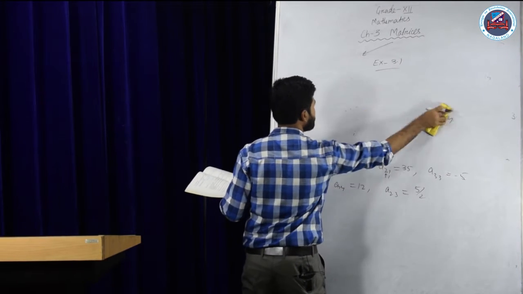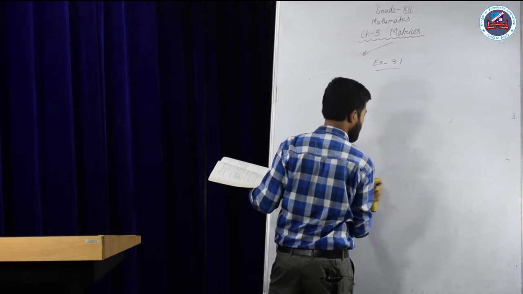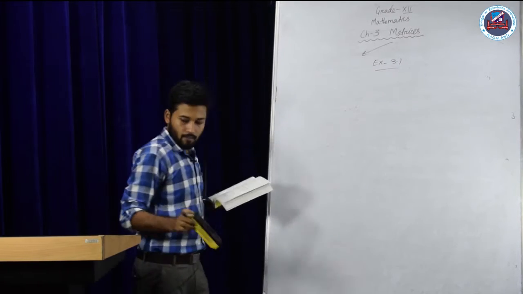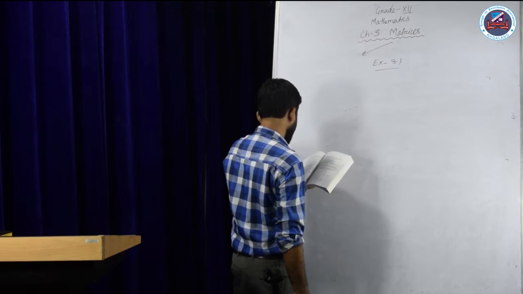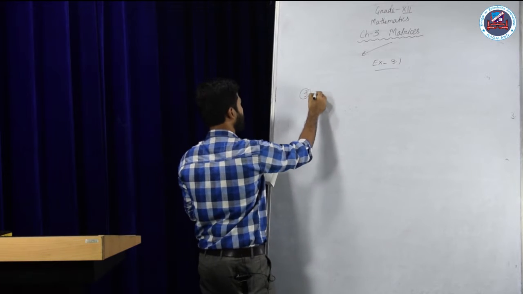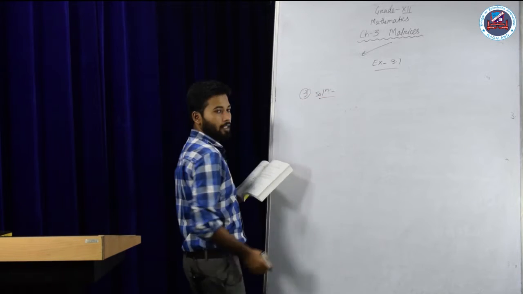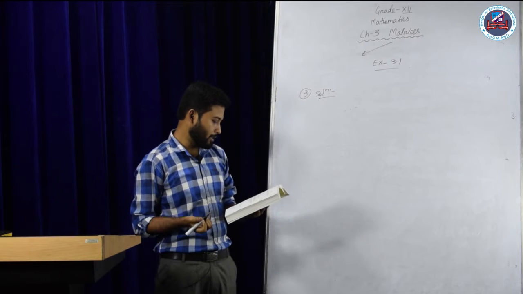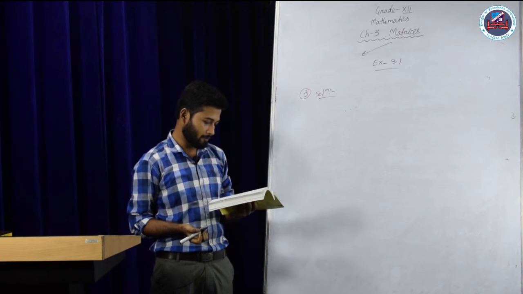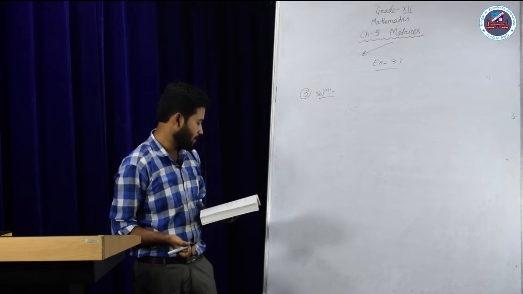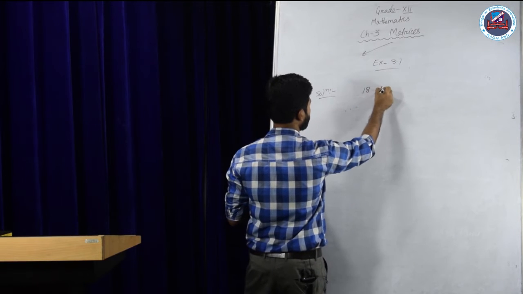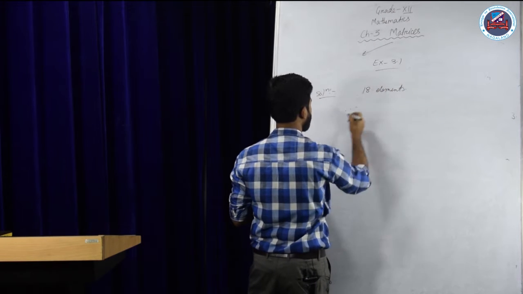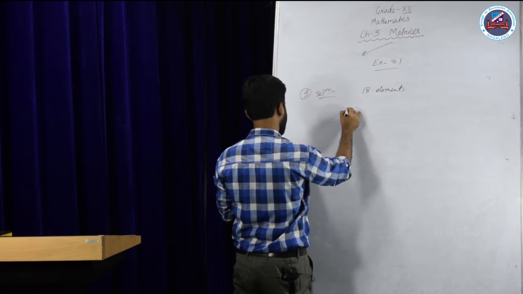Question number 3. So what does it say? A matrix has 18 elements. It is said that a matrix has 18 elements. What are the possible orders it can have? What if it has 5 elements? So we need the possible orders.